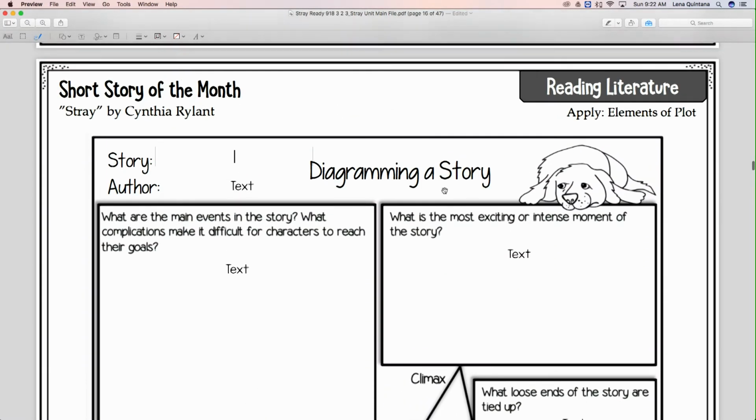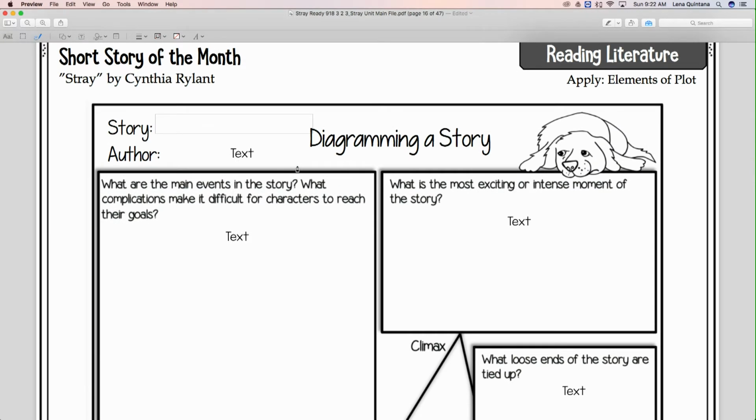Okay, so let's go ahead and map this out together. We're going to diagram the short story Stray. So the story, of course, Stray, and our author is, and I'm going to try to use a different color just so it pops out a little bit more for you while you're watching it, Cynthia Rylant.